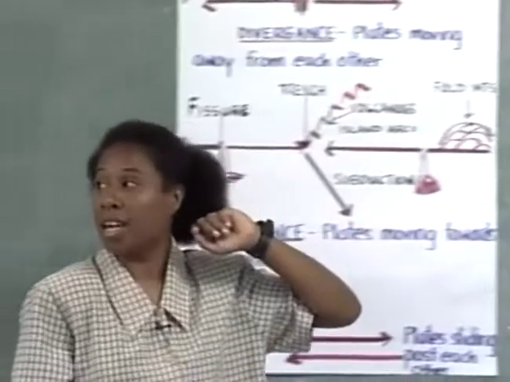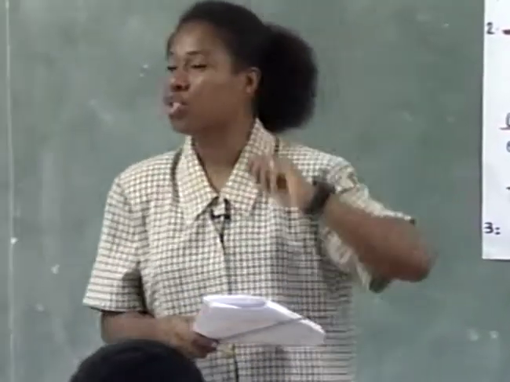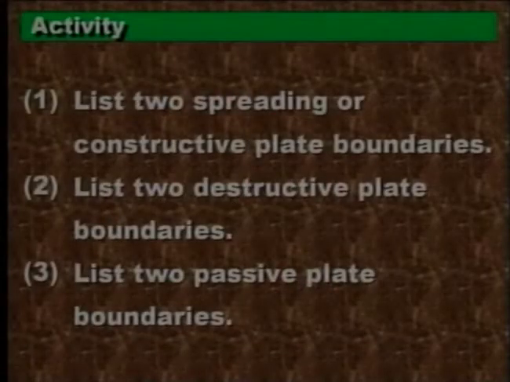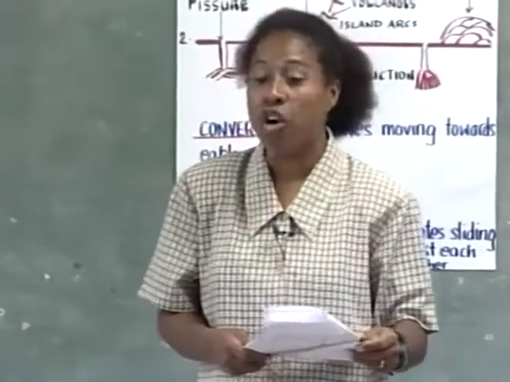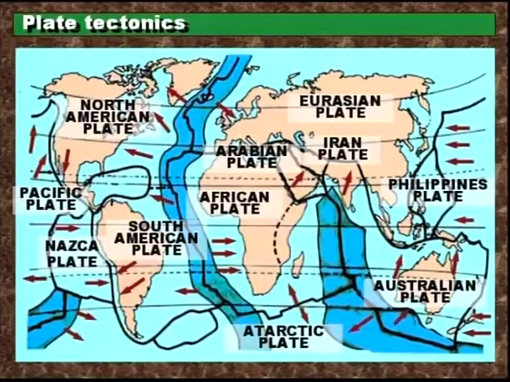Okay, we move on. The second question wants us to look at two destructive plate boundaries. Christopher, can you give me at least an example now of the second question? The Nazca plate and South American plate. Okay, we all check. Are they converging? Yes, definitely. So along the boundary of the Nazca plate and the South American plate, that boundary is a destructive boundary or margin.